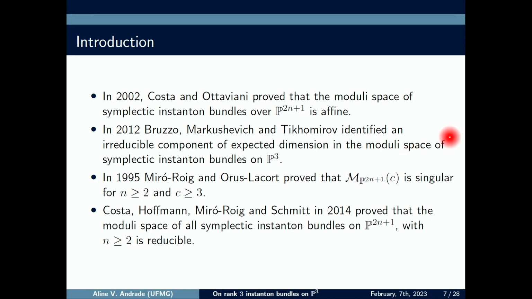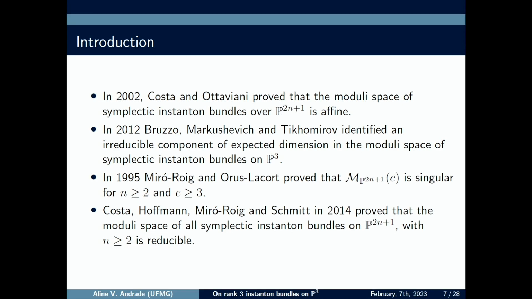And in '95, Miranda and Ancona–Ottaviani proved that this moduli space is singular for n greater than 2 and charge greater than 3. So as you can see, on P3 it is smooth, but for P5 and on, it's not. Well, Laura Costa, Hoffman, Miró-Roig, and Schmitt proved that this moduli space of all symplectic instanton bundles is reducible for n greater than 2. Okay?